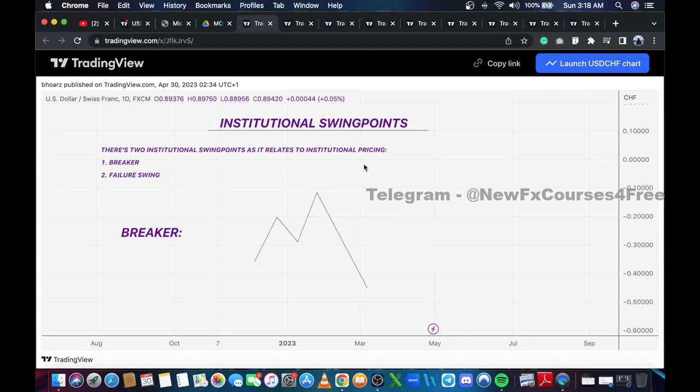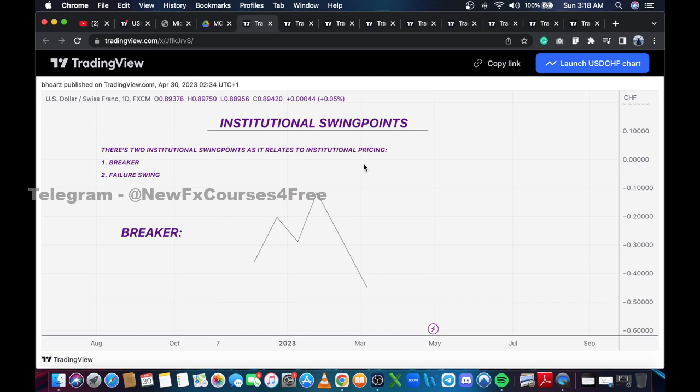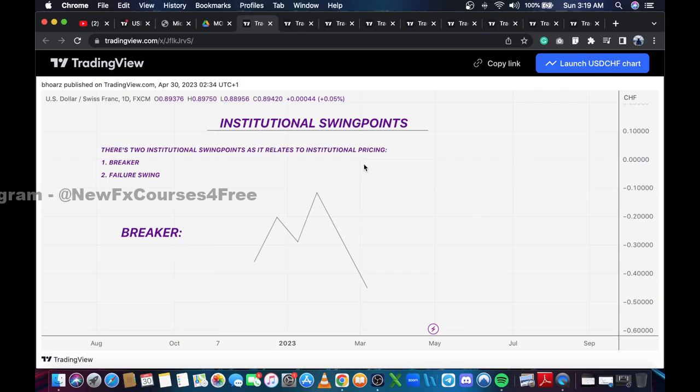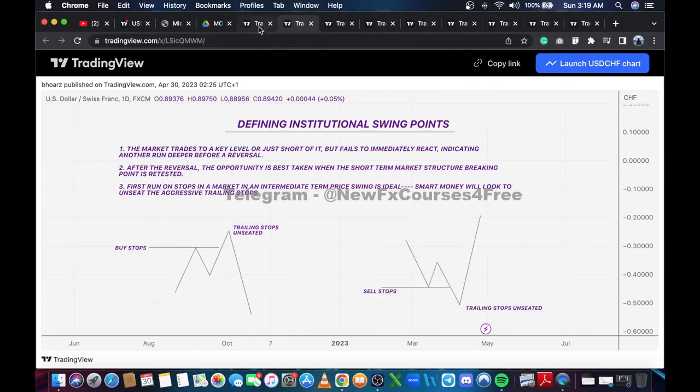So that essentially is swing points, and as it relates to institutional swing points, we have two. We have a breaker and we have a failure swing. So we're going to start with the breaker, and then we're going to go into the failure swing, and we're going to define these concepts conceptually first, and then we're going to go into price action and build an understanding of our definition of these concepts. Alright, so let's start with the breaker.